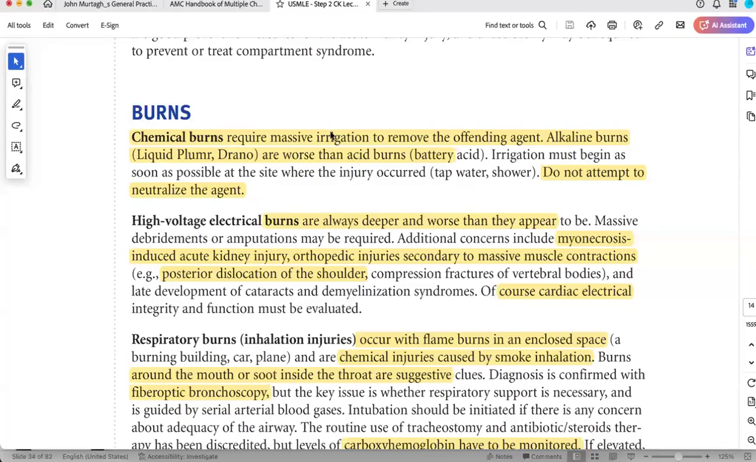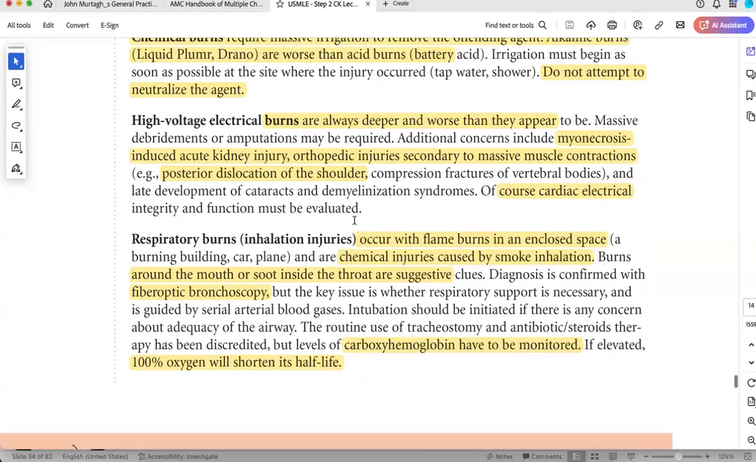Irrigation. So the main thing that the exam will ask you is if you know the first aid. First aid for a chemical burn is massive irrigation. So irrigation will be the first thing. Electrical burn. Electrical burn looks very simple. It doesn't look like there is a huge burn. It doesn't look very angry, but it is always deeper and worse than it appears to be.